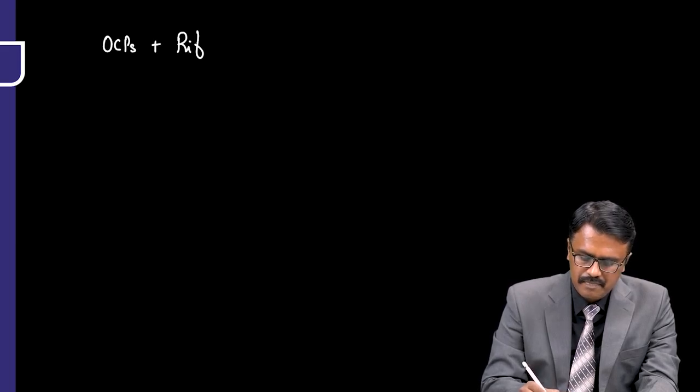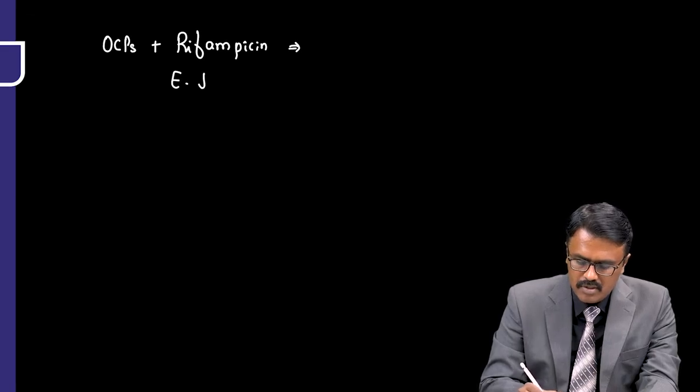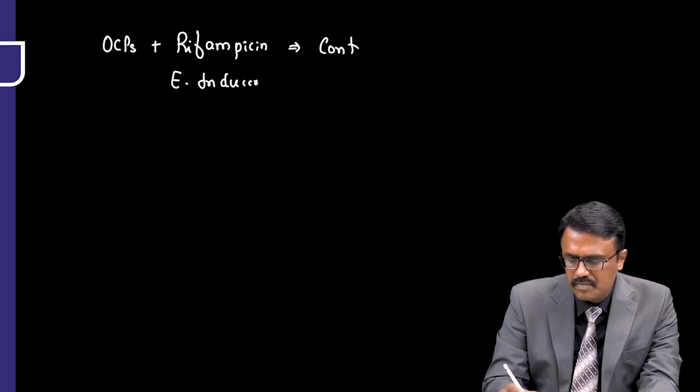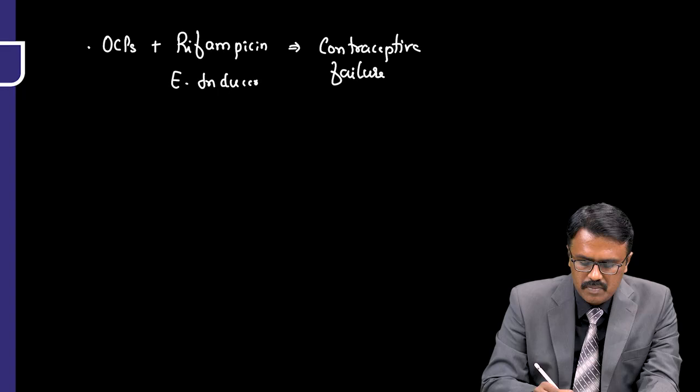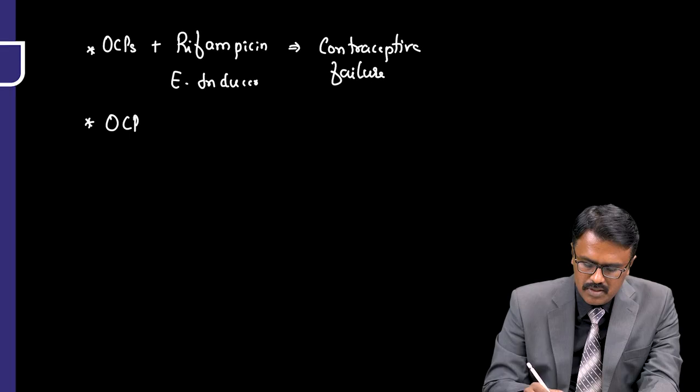Now another important interaction they will ask you in the exam is OCPs with enzyme inducers like rifampicin. So if I combine oral contraceptive with rifampicin or other enzyme inducers, what happens? This will lead to contraceptive failure. A very commonly asked question in the exam. Don't combine OCPs.